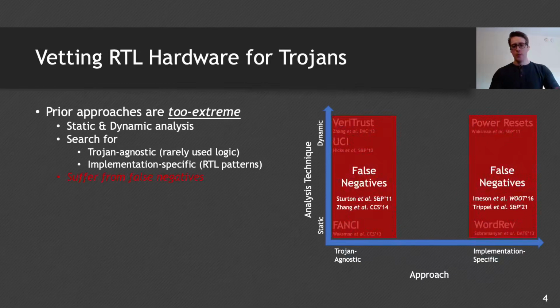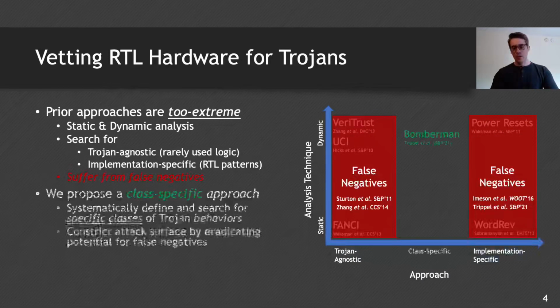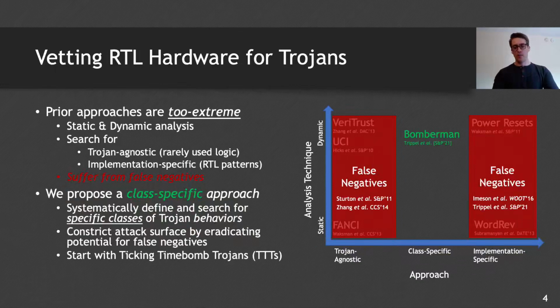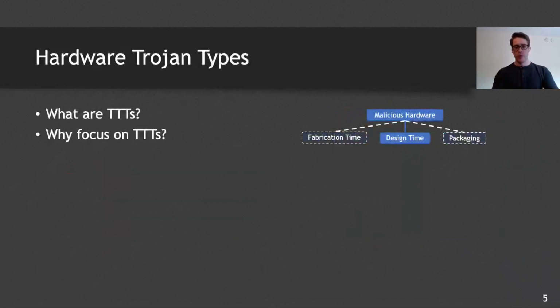Rather than continue to build defenses at these extremes, we argue for a divide and conquer approach that fills this trade space, namely creating defenses that systematically define and search for specific classes of Trojans based on their behavior, not implementation. And we demonstrate the effectiveness of this approach by first targeting ticking time bomb Trojans. So what are ticking time bomb Trojans, or TTTs, and why do we want to start by eliminating them?